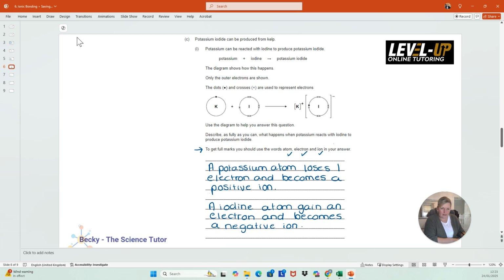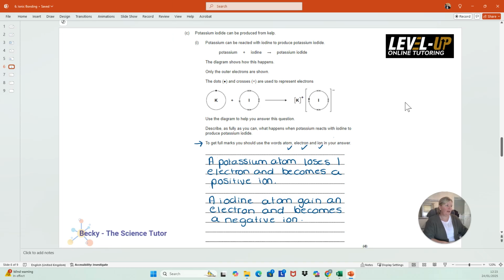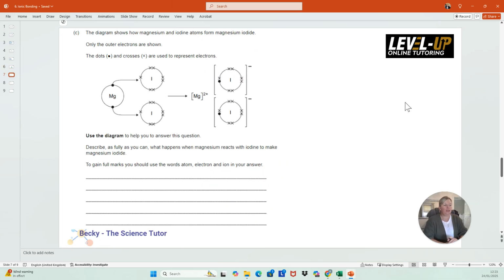How easy is that? Hopefully it's making it really nice and structured and straightforward and something that you can follow, pick up 3 to 4 marks, easy peasy. Right, let's have a look at the next one. Now this one it's another 4 marker because we've got that sentence there again to gain the 4 marks.